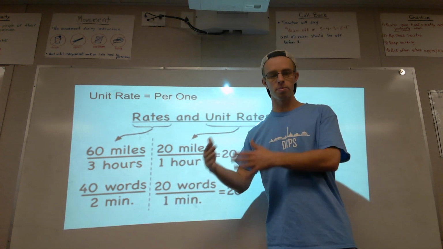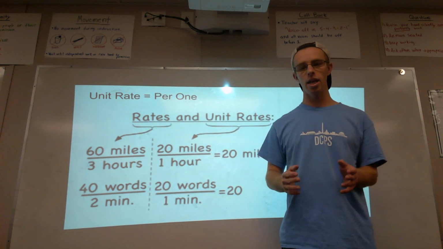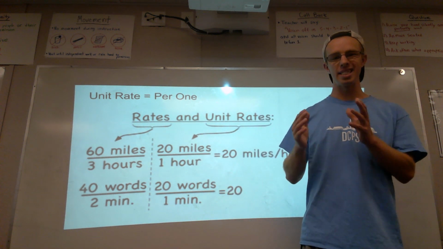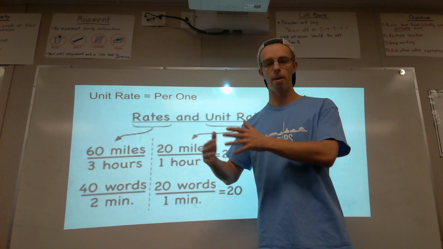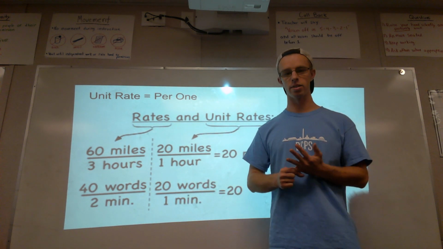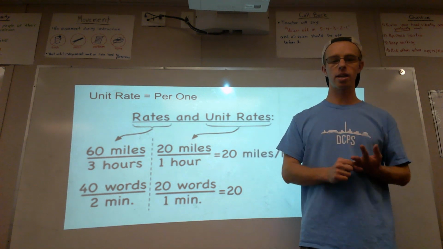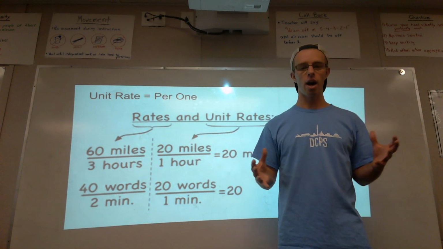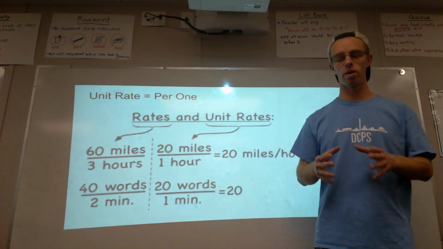How many miles per hour did I drive? How many points per game did I score? How much is the cost of bananas per pound? Being able to figure out those things can help us get better deals at the supermarket. It can help us compare athletes more accurately. It can help us solve a variety of real-world problems.